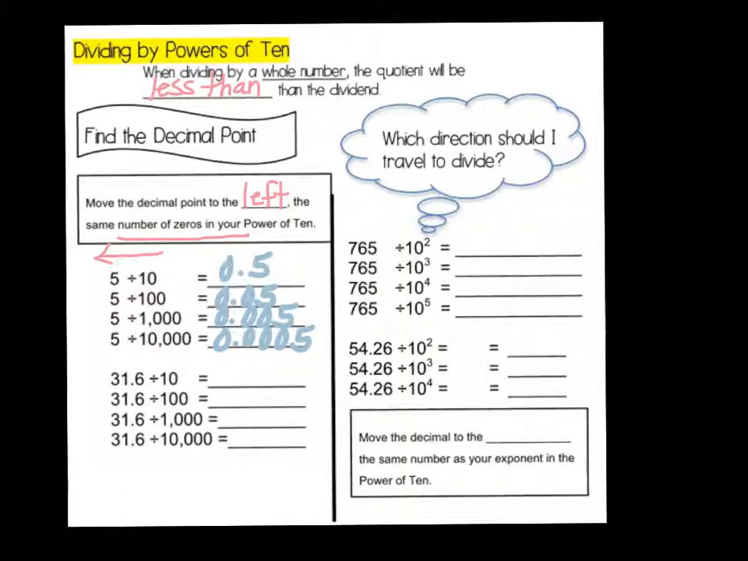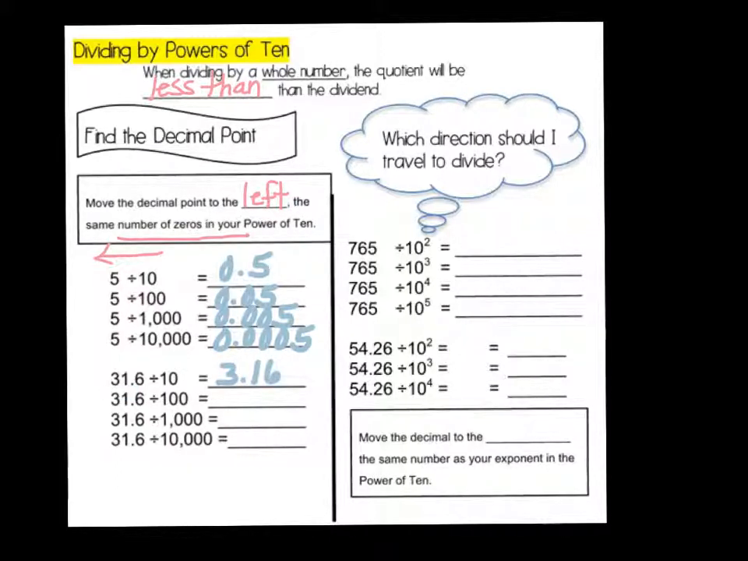Alright, at the bottom you'll see here we have some decimals, and the decimals are actually already placed in the number. So we're going to follow the same pattern. We just already have a decimal written in the number. So if I look at the first one, 31 and 6/10 divided by 10, 10 has 1 zero. So I'm going to move that decimal point one place to the left, and my new answer is going to be 3 16/100.